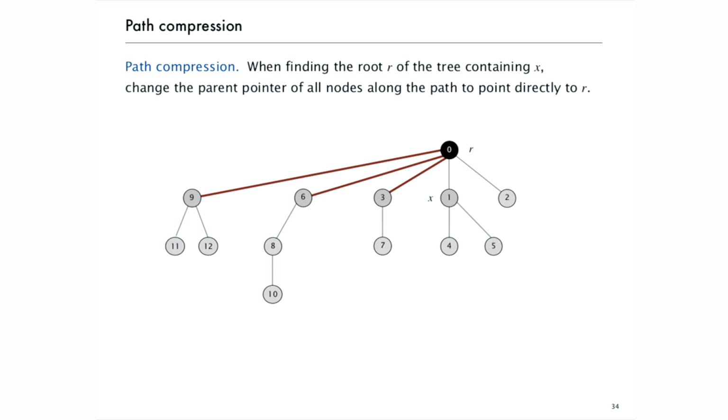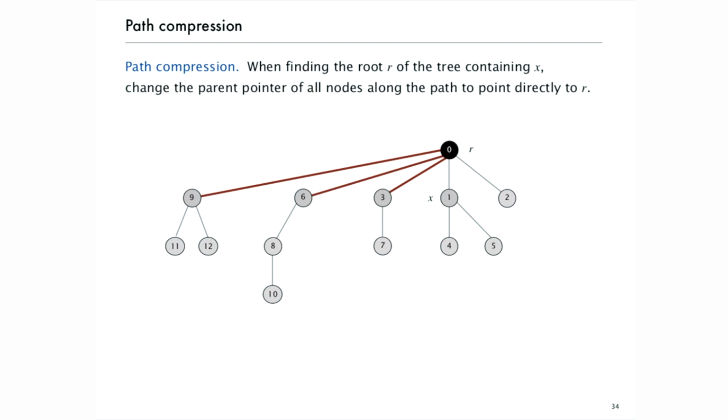So what does it look like? When finding the root R of the tree containing X, we change the parent pointer of all nodes along the path to point directly to R. Good? Right. So shouldn't we expect that this should do much better on average? If I do lots of operations, sooner or later, after some sequence of operations, everything should be much faster, right? Because once I do so much amount of work.